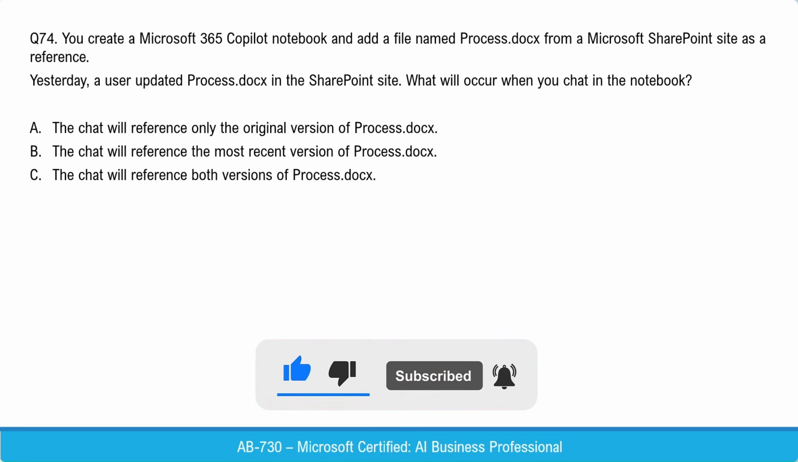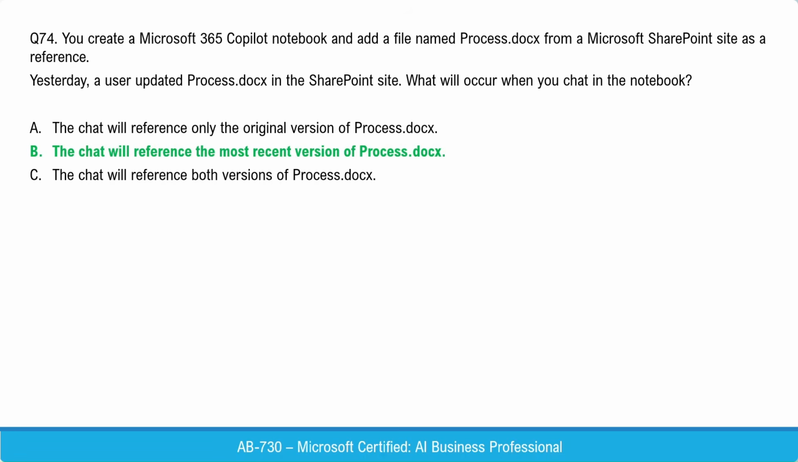All right, the correct answer is option B. The chat will reference the most recent version of process.docx. Let's understand why. See, you created a Copilot notebook and added a document from a SharePoint as a reference. Then the document was updated by another user. Now, the key question is what happens when you chat in the notebook?